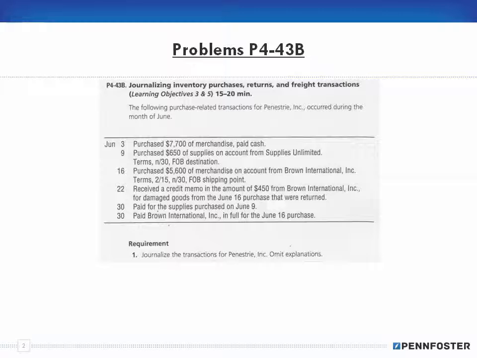And all right, get my pen. Come on, pen. There we go. Okay. It says here the following purchase-related transactions occurred during the month of June. Journalize the transactions and omit explanations.